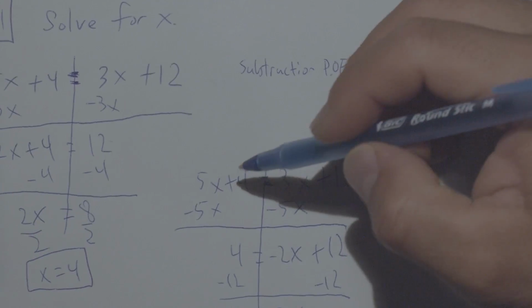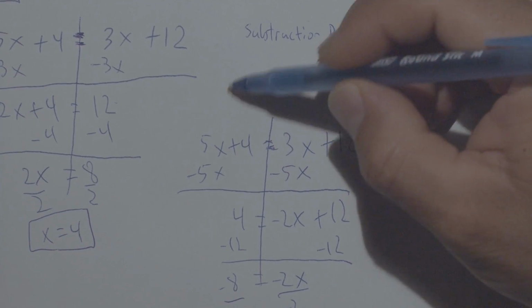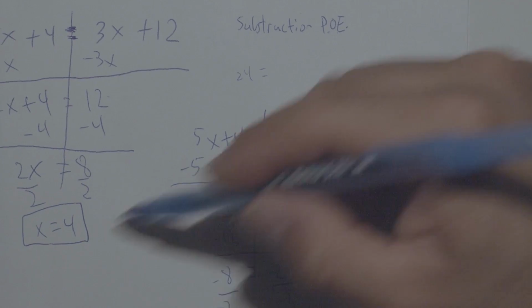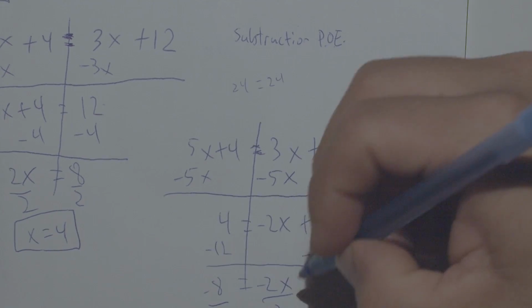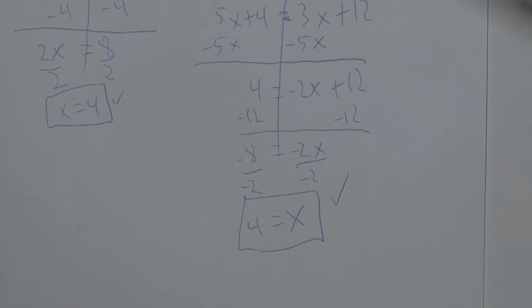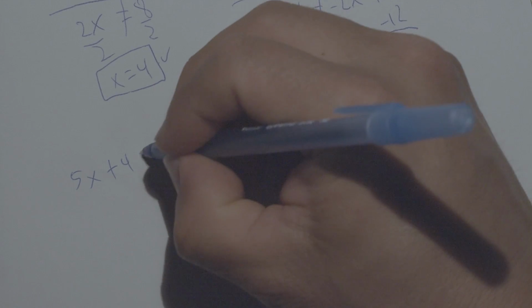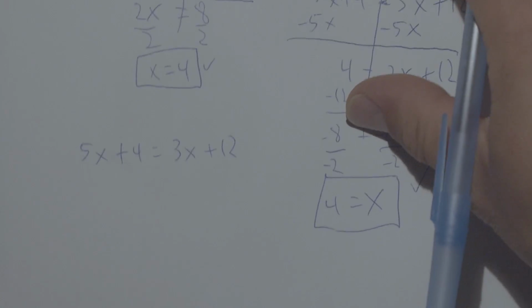Let's go plug it in real quick, though. Let's see if 4 is actually right. 5 times 4 is 20. 20 plus 4 is 24. So we get 24 on this side. And see if we get 24 on this side by plugging in 4. 3 times 4 is 12. And what do you know? 12 plus 12 is 24. So x equals 4 is the correct solution. It is the right value for x that will make both sides of the equation equal.